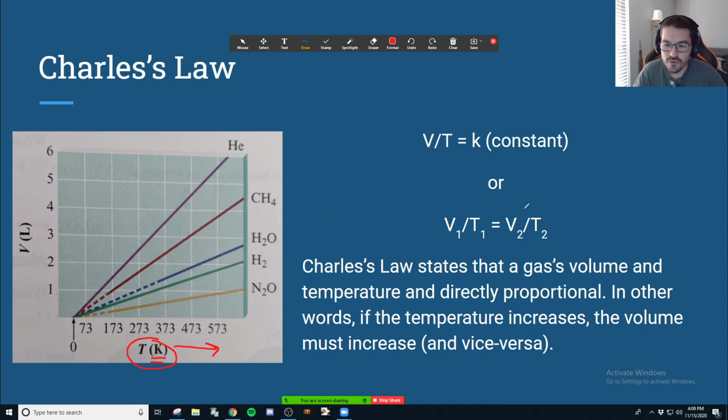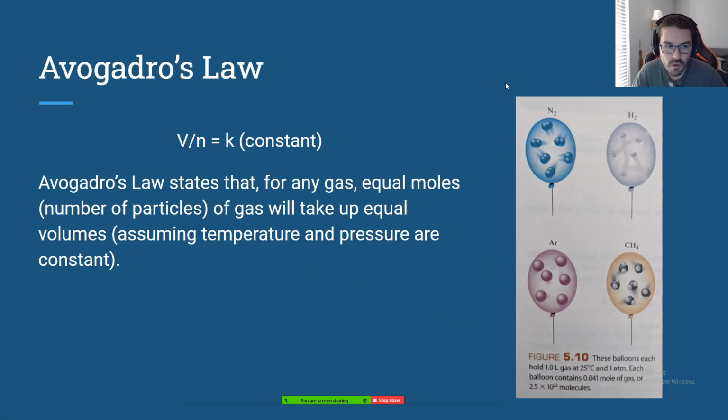And once again, there's another form of Charles's law that we can use to solve problems. Having 4 variables here, if you know 3 of these, you can solve for the 4th one. All right. And then we have Avogadro's law.